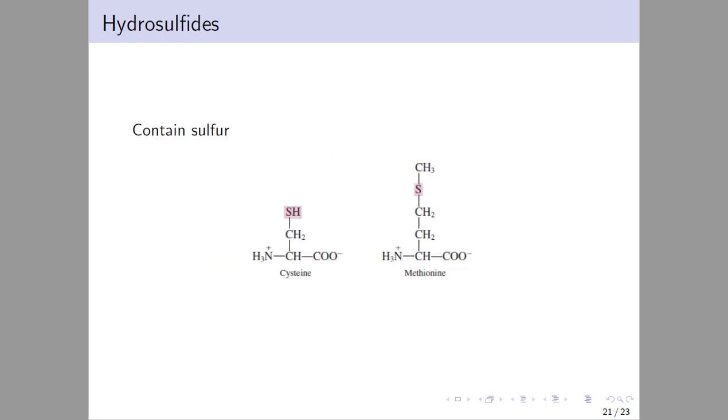So the last one is the hydrosulfide. It contains a sulfur, S. These are two of the amino acids that contain sulfur. The first one is cysteine, with SH, and this one is methionine. So we also have this S.